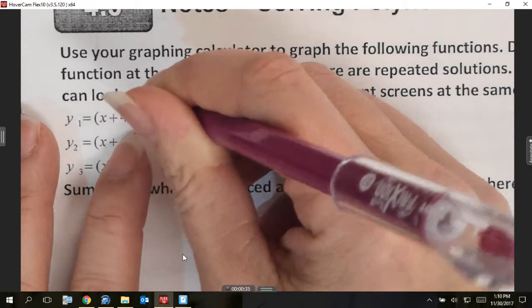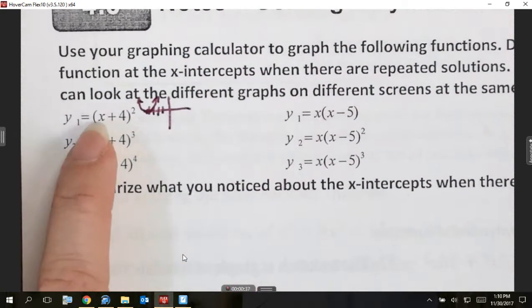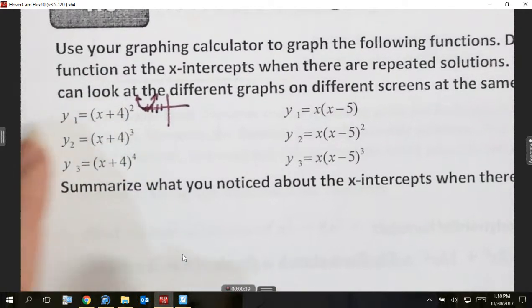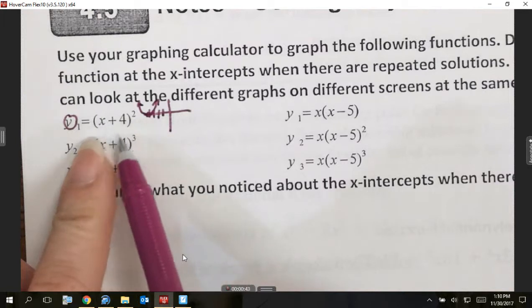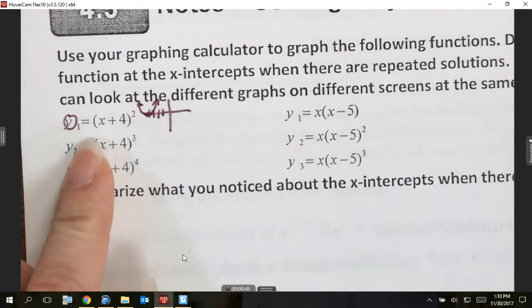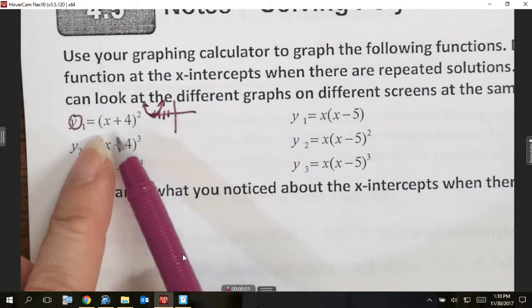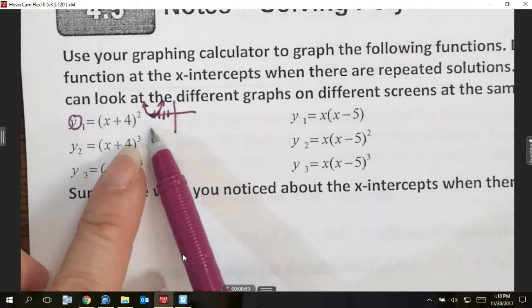I'm just kind of sketching it right there, but you know, when we solve for x-intercepts, we put 0 in for y, and then we solve each factor for x, just like we did in our assignment quite a few times. So we solve this for x, and we get x equals -4.